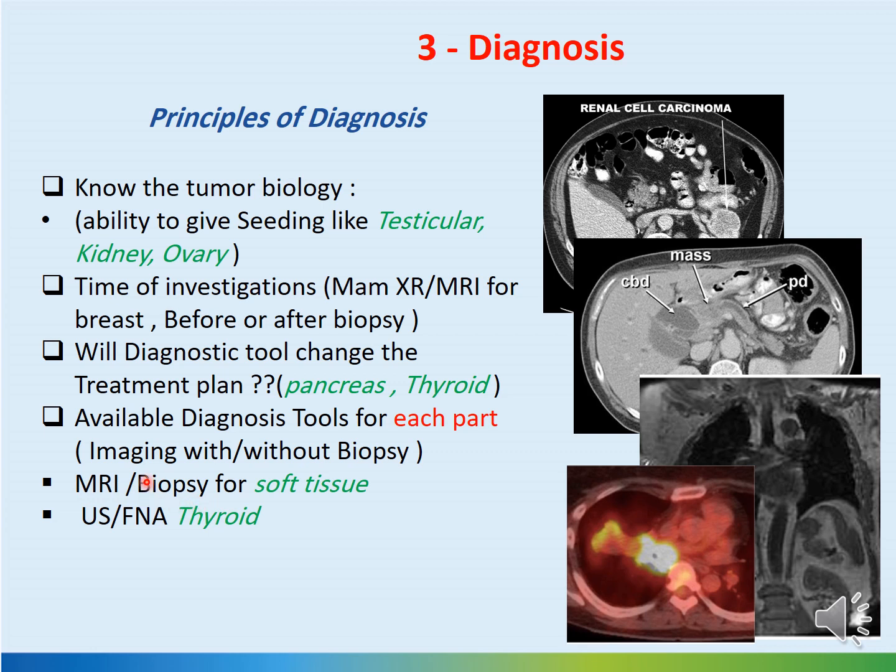Biopsy is also very sensitive for soft tissue tumor. For example, if I have thyroid nodules, ultrasound is actually very sensitive, and we have to start with ultrasound as a simple way for diagnosis, which is sometimes more sensitive than CT scan. And later on, if indicated, we go for fine needle aspiration, not a true cut biopsy, because fine needle is simpler and will give us very good information.